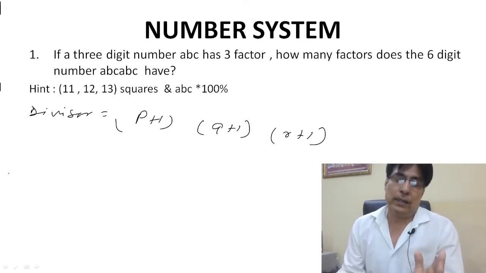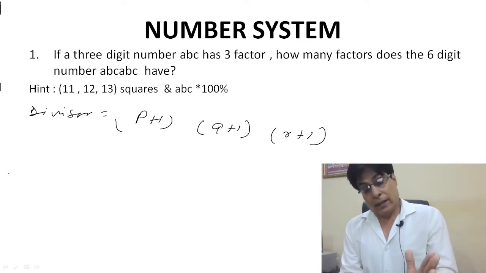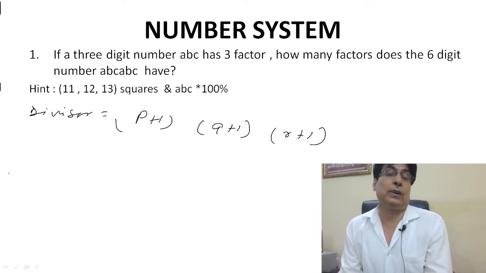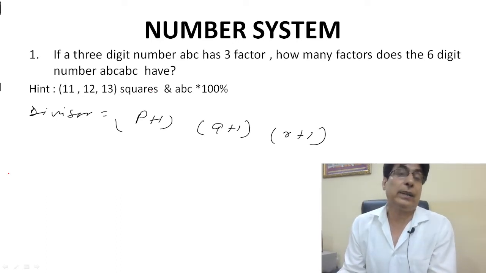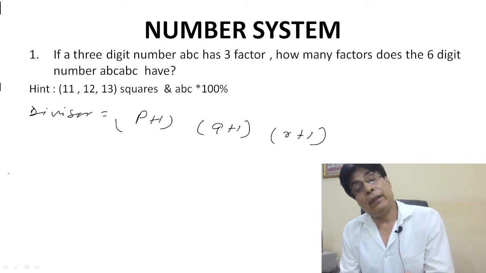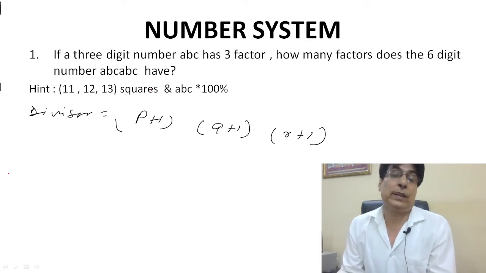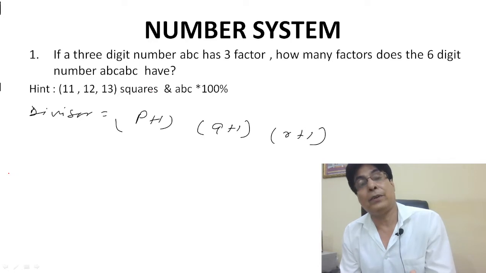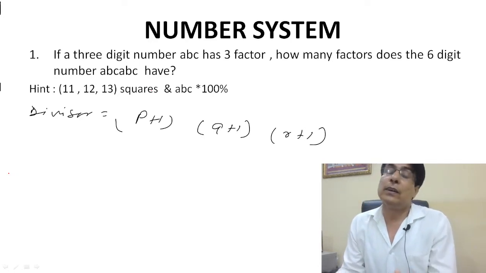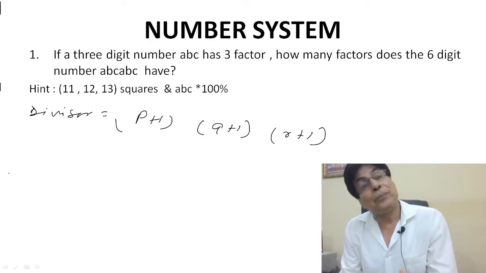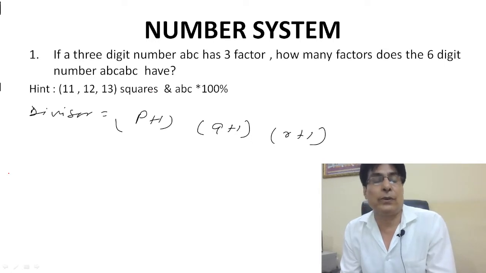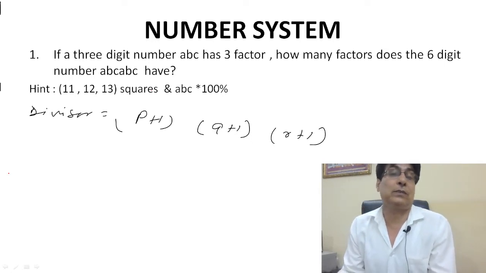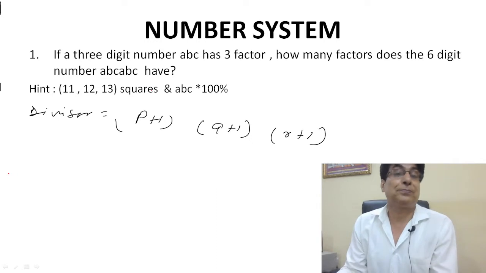Remember the steps to find the divisors. First of all, prime factorize the given number, then add 1 to the exponents of each prime factor, and in the third step, after addition multiply them, and the product is the number of divisors of that given number.